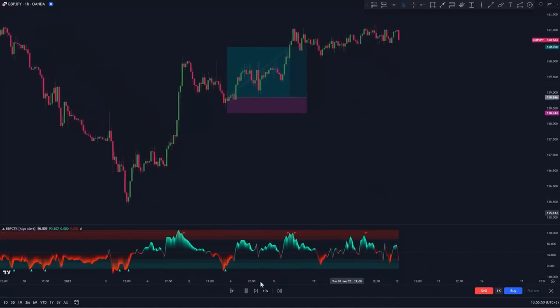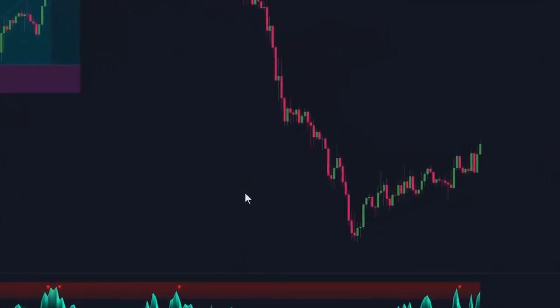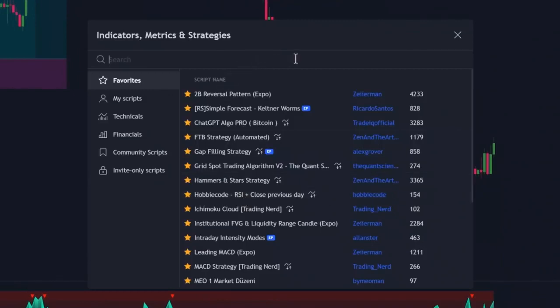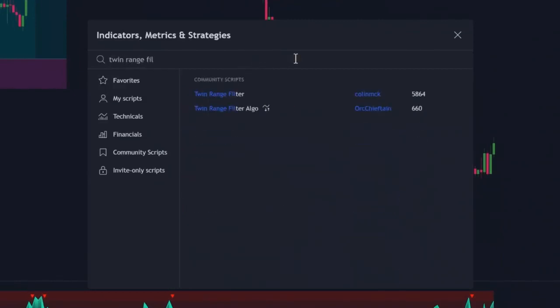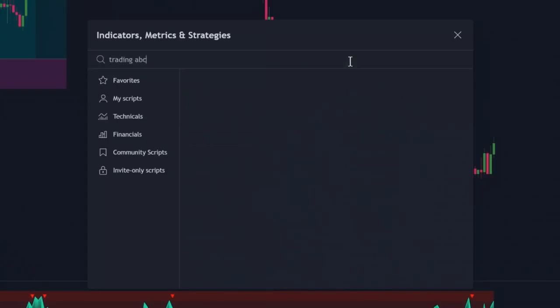To avoid such false signals, let's add 2 more indicators to the chart. On the indicator search tab, type in twin range filter. Select this one by :MCK. Next, type in trading ABC. This one by Lonesome the Blue.